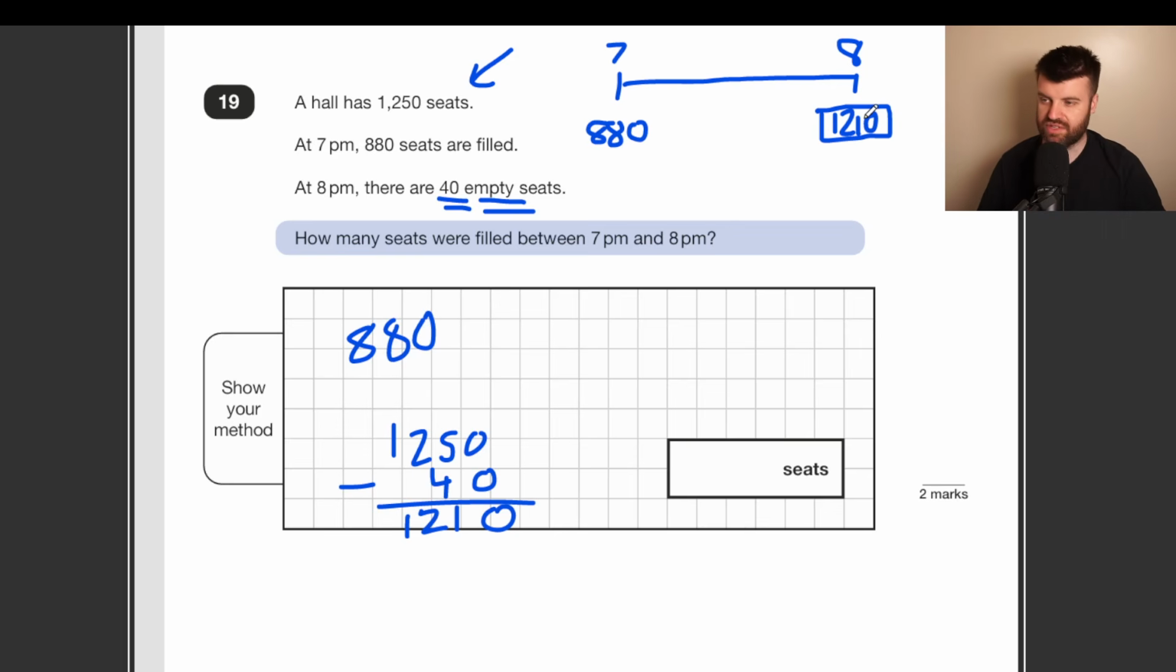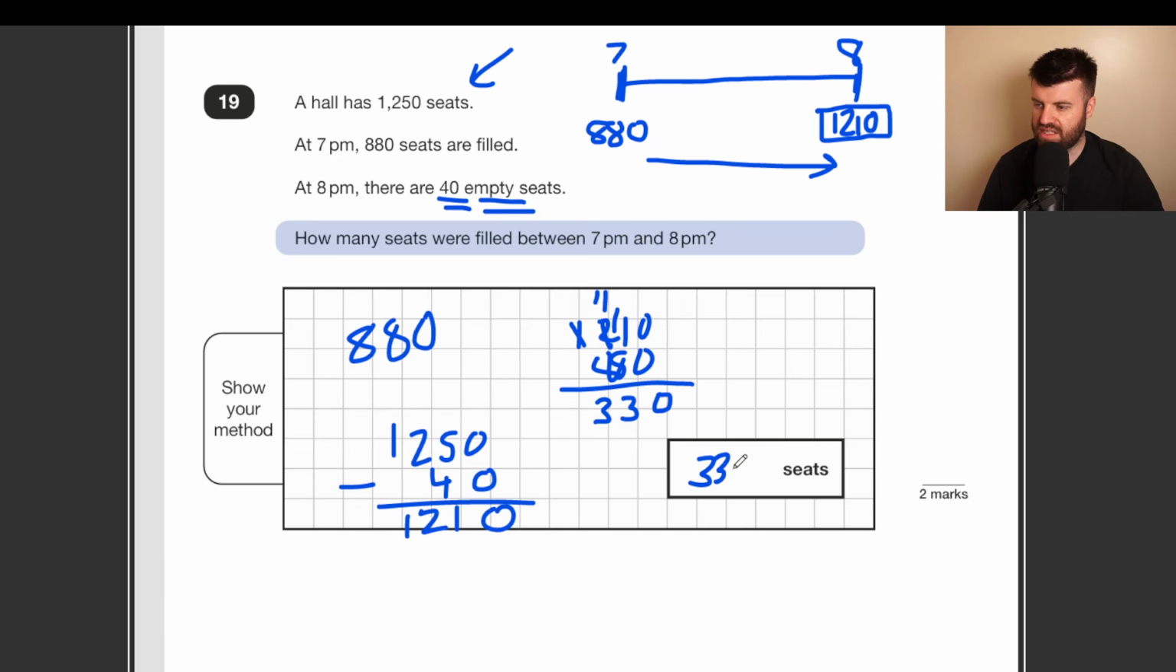But that's not the end of the question. All we've done now is got the numbers. We can work out the answer. How many seats were filled between 7 and 8? So 880 were filled at 7. 1,210 were filled at 8. We need to know how much of a difference this is. When we're finding the difference, we're going to subtract 1,210, take away 880. 0 in the ones column, 1 take 8, we're going to have to do some exchanging. 11 take away 8 is 3. 1 take away 8, we're going to have to do some exchanging. 11 take away 8 is still 3. So 330 seats were filled in that hour.